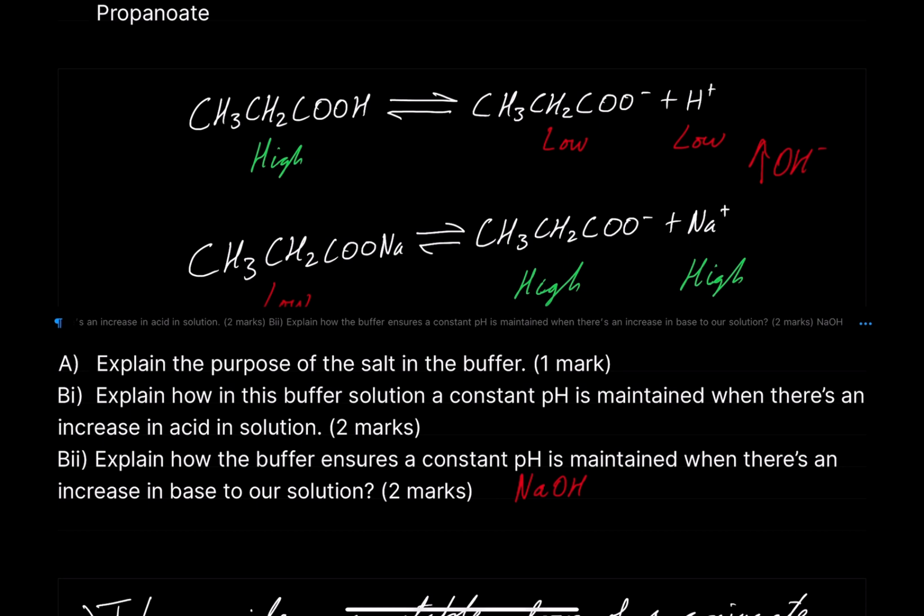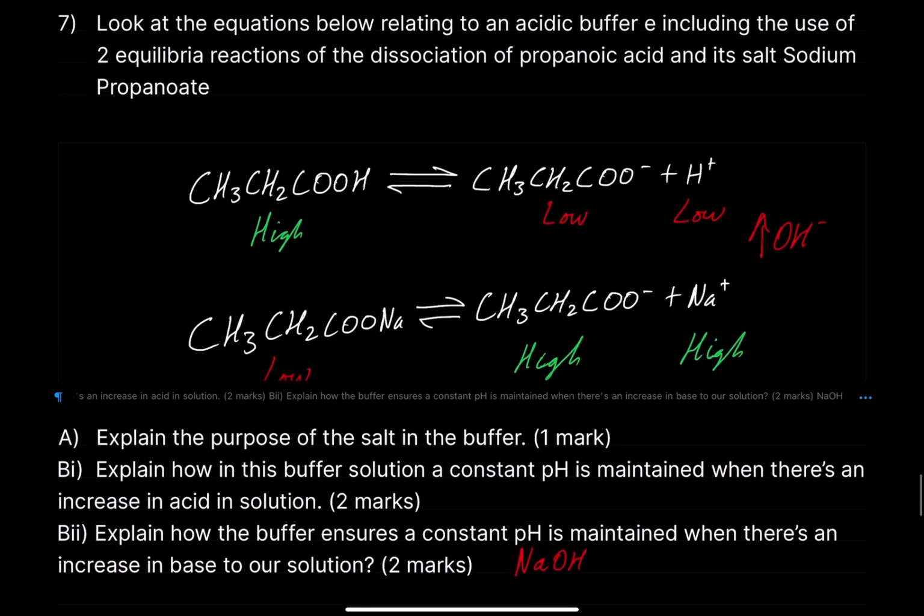The first thing I'd notice is that if we want to reduce this OH minus in our solution, how are we going to do that? We're going to get it to react with the H plus to form water. But if we do that, we're reducing our H plus concentration. So what actually happens is equilibrium will shift to the right to dissociate more propanoic acid to then increase the H plus concentration that's been decreased.